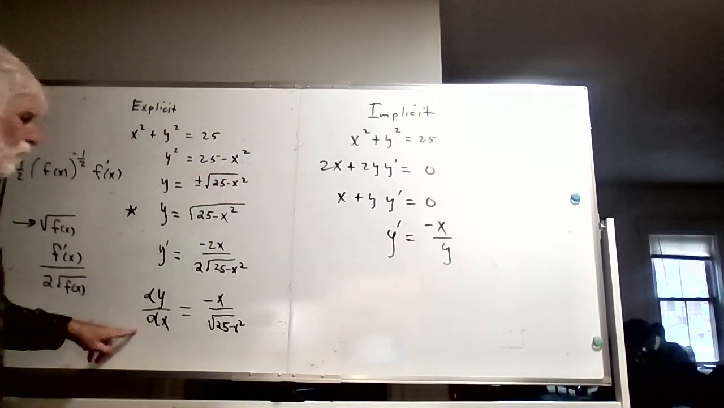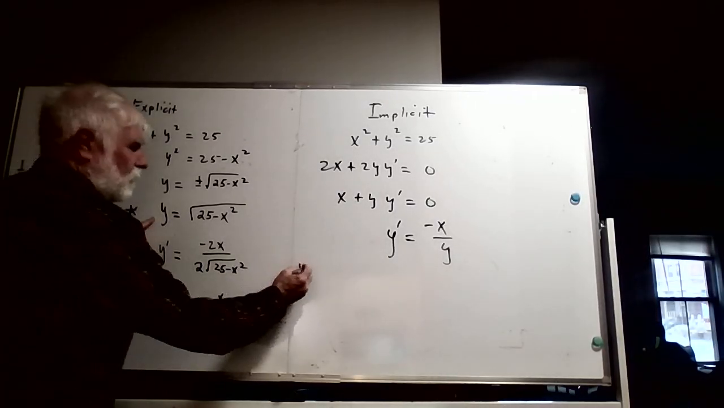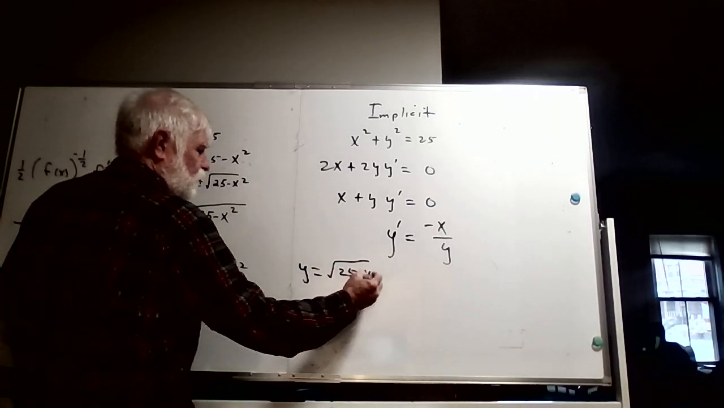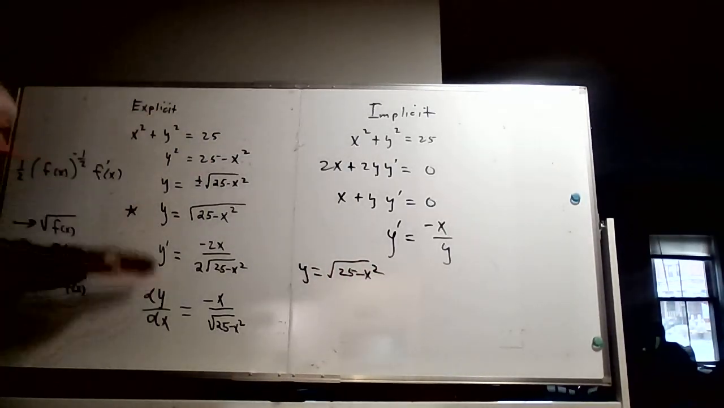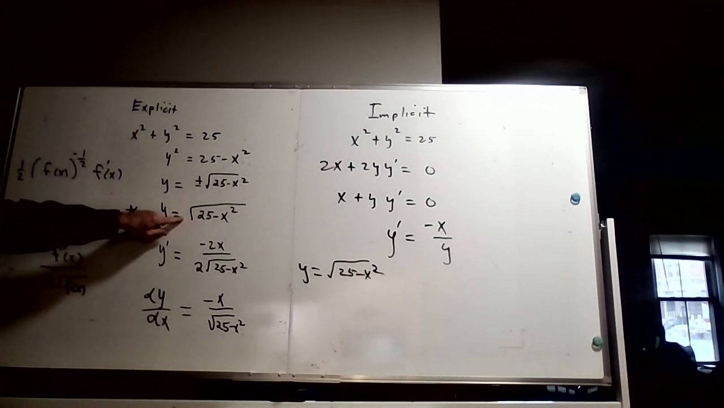Now, let's go back to what we had over here. Remember what we said y was equal to. Y was equal to the square root of 25 minus x squared when we did this explicit differentiation. Right? It was plus minus, but we're only looking at the positive side right now. All right, so it's that.